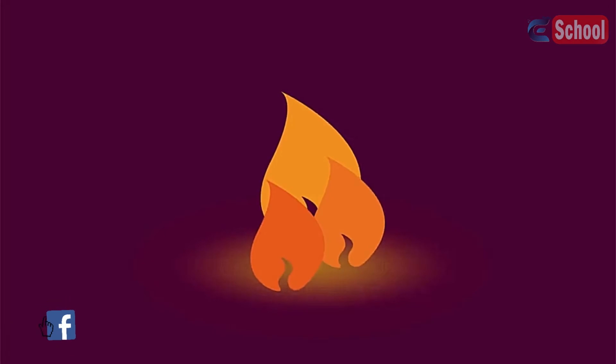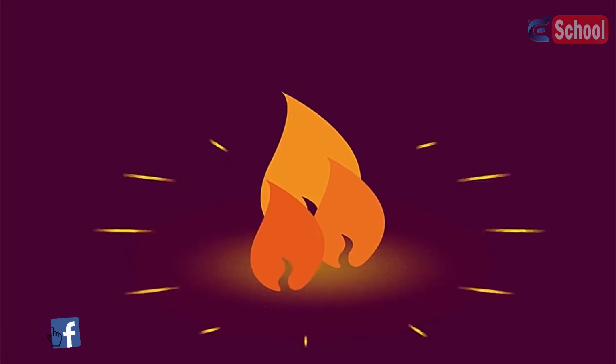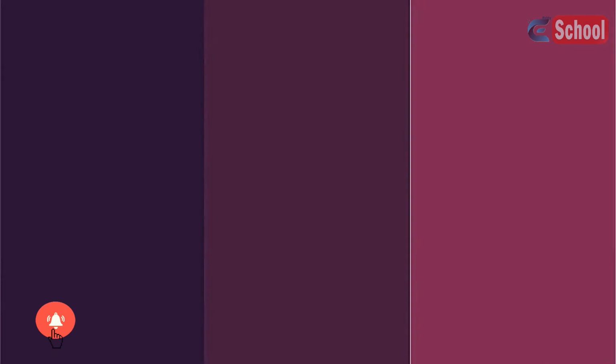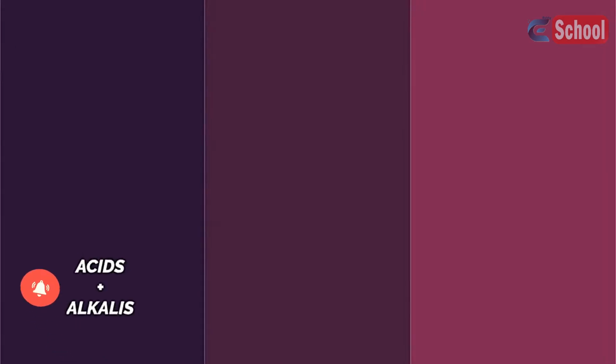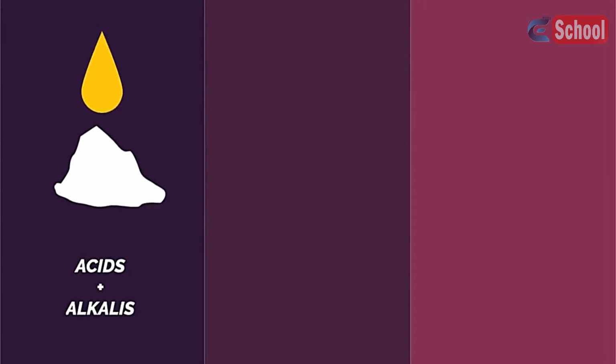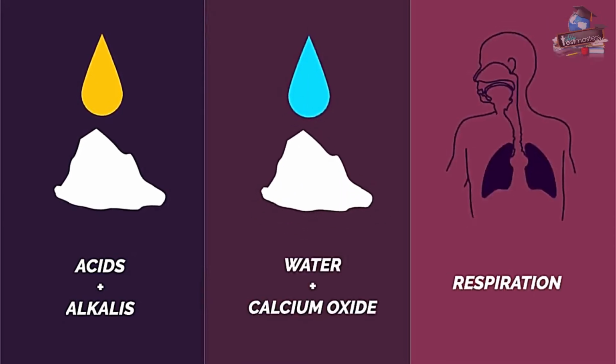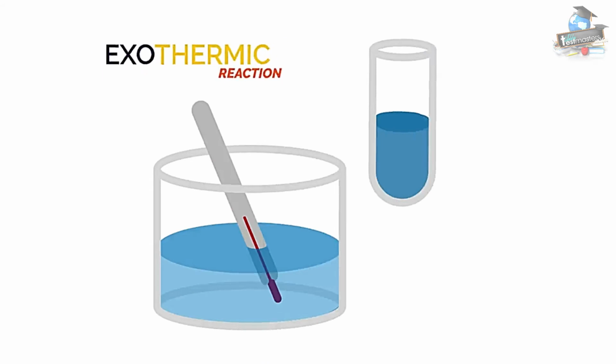Because exothermic reactions transfer energy to the surroundings, and this energy is usually heat energy, they cause the surroundings to heat up, just like a bonfire, keeping everyone warm. Other examples of exothermic reactions are the neutralization reactions between acids and alkalis, the reactions between water and calcium oxide, and respiration. It is easy to detect exothermic reactions.